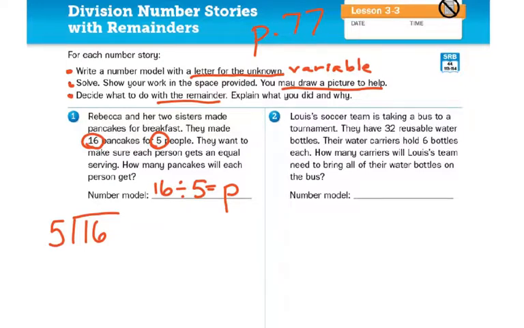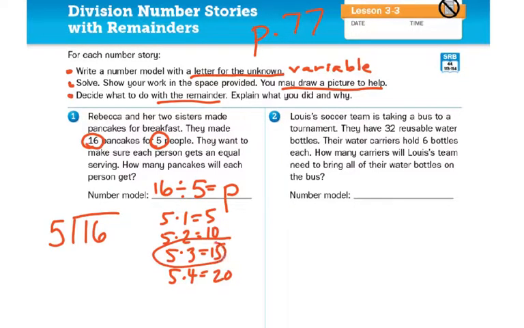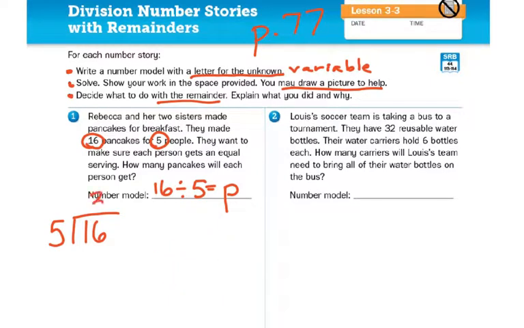Well, 5 times 1 is 5. 5 times... You don't have to write this part down. 5 times 2 is 10. 5 times 3 is 15. 5 times 4 is 20. That's too many, so it goes in there 3 times. So it's just a basic fact. It goes in there 3 times. Then 5 times 3 is 15. There's 1 pancake that remains, so we're going to take that 1 pancake. Please draw this picture. We're going to divide it into 5 equal parts.